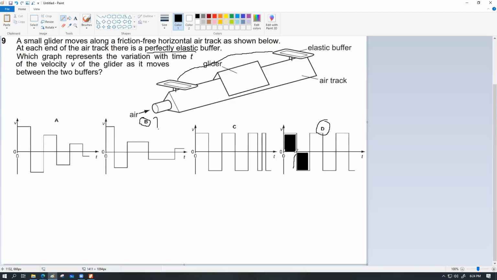Inelastic buffer. Inelastic buffer, true, correct. Everyone else, think about it. If you have an inelastic buffer, then you can have B, not A.